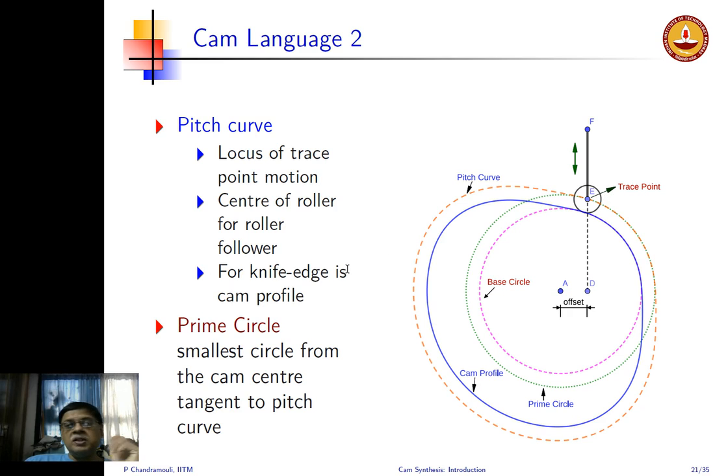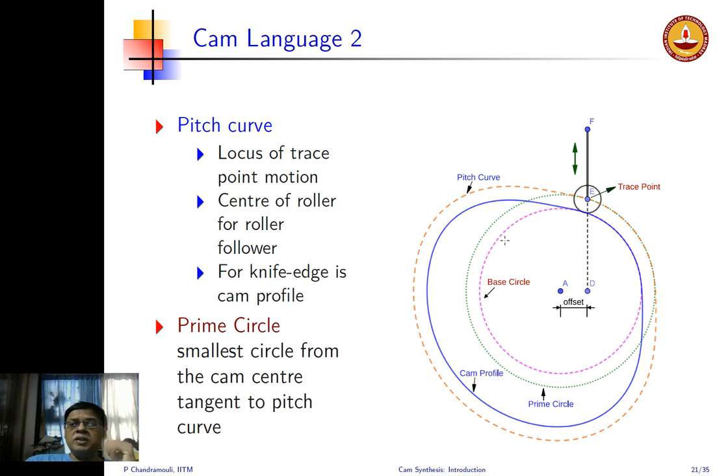For knife edge, of course, it is the cam profile. So the pitch curve is basically the locus of the trace point motion, in the inversion, of course. So here the trace point motion is always going to be up and down like this. But if I were to look at the locus of all the trace points as the cam rotates, that becomes the pitch curve.